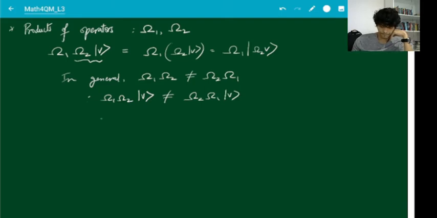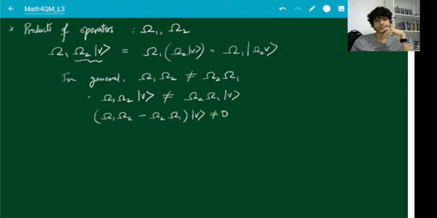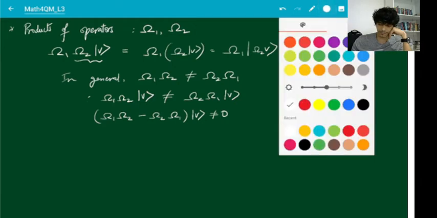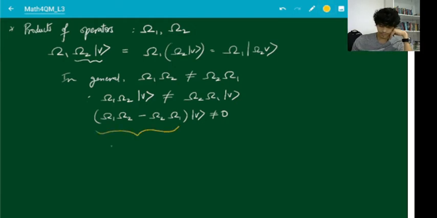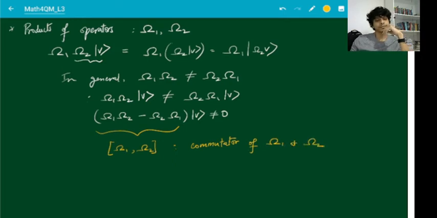Or omega 1, omega 2 minus omega 2, omega 1, whole thing acting on vector V, is not equal to 0. So we have a special name for this object. This is denoted as square bracket omega 1 comma omega 2, and in words this is called the commutator of omega 1 and omega 2. So in general, you should expect that the commutator of any two operators is not 0.